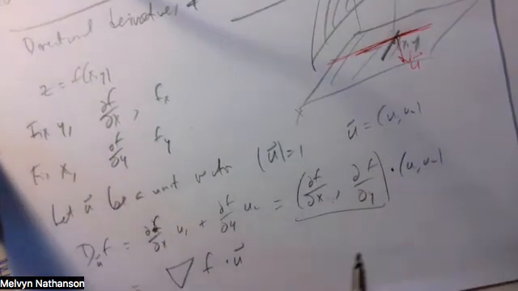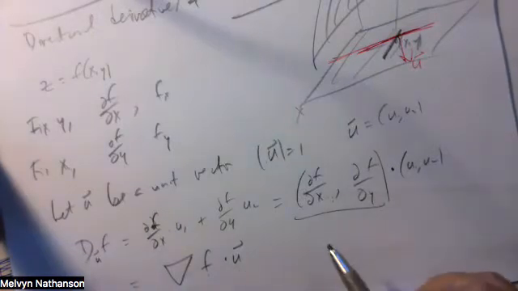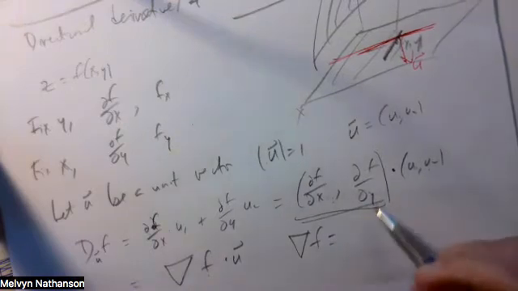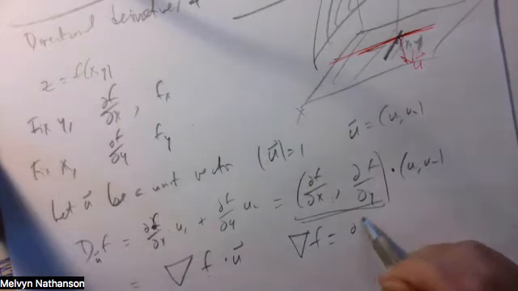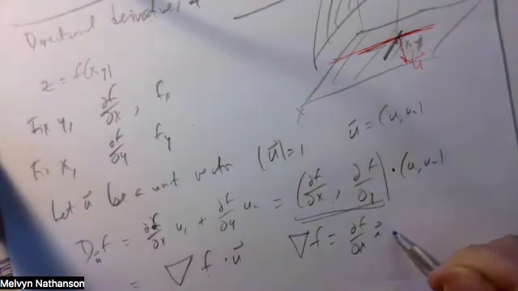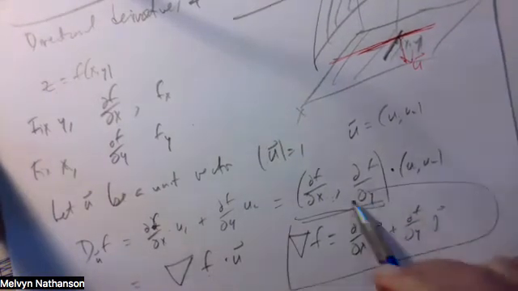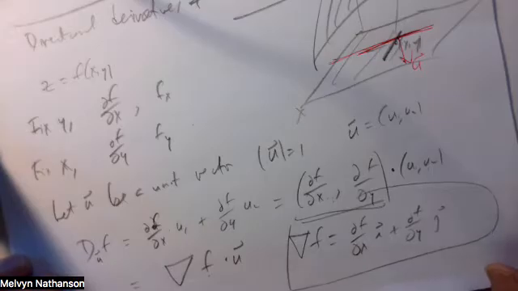So the directional derivative of f in the direction u is the dot product of the gradient with u, where the gradient of f is this vector, or if we want to use i and j notation, this is the partial of f with respect to x, i, plus the partial of f with respect to y, j. Okay. So this is the fundamental formula for the directional derivative of a function in 2 variables.